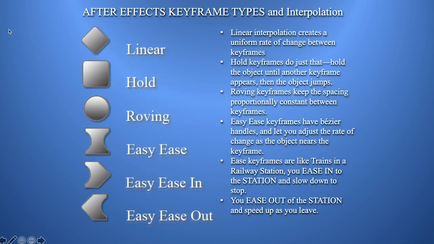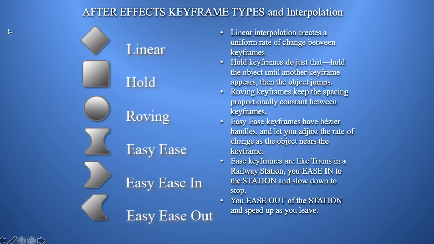After Effects keyframe types and interpolation. A linear keyframe, linear interpolation, creates a uniform rate of change between keyframes. Hold keyframes do just that. They hold the object until another keyframe appears, and then the object jumps. Roving keyframes keep the spacing proportionally constant between the keyframes.